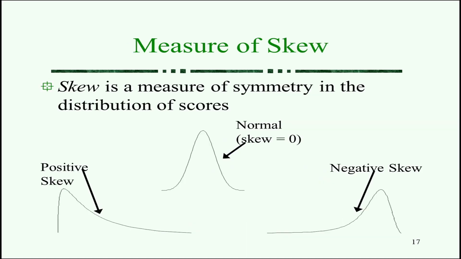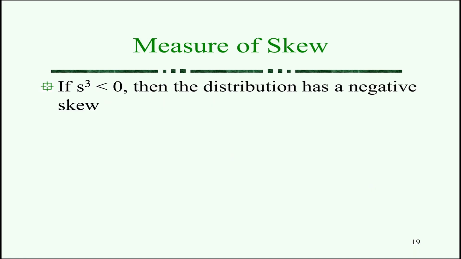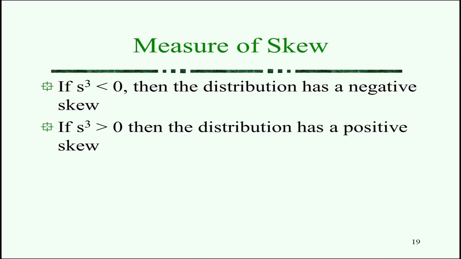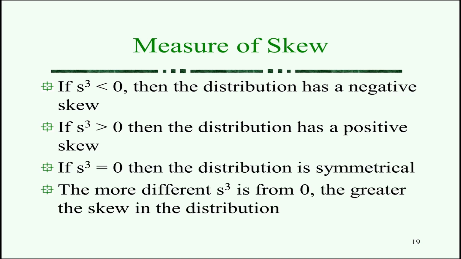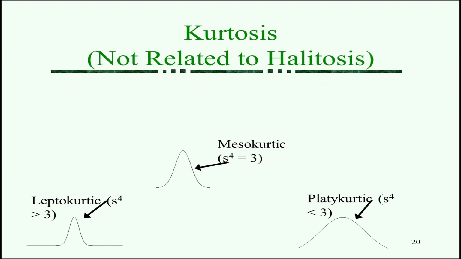Measure of skew. Skew is a measure of symmetry in the distribution of scores. Here we can see three normal distribution curves. The first curve is a positive skew, the next one is a normal one and the last one is a negative skew. I'll explain this in detail. If s cubed is less than 0, then the distribution has a negative skew. If s cubed is greater than 0, then the distribution has a positive skew, and if s cubed is equal to 0, then the distribution is symmetrical. The more different s cubed is from 0, the greater the skew in the distribution.